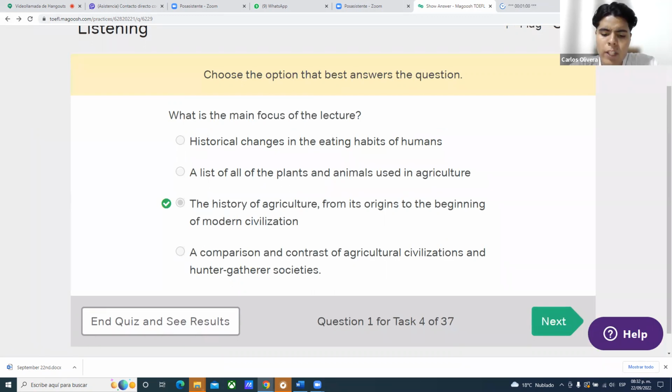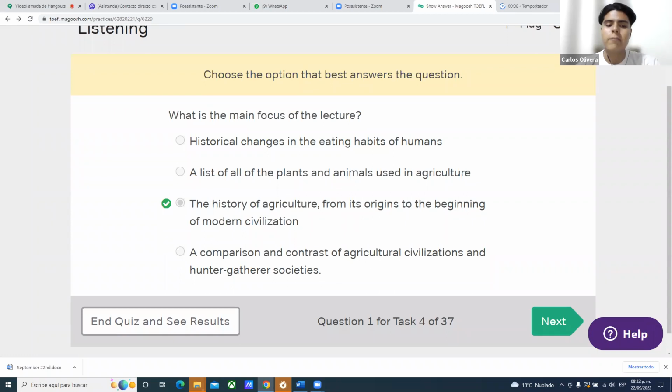Remember when I told you yesterday that the way to identify and respond to this type of question is always asking yourself, okay, what is that idea that frames all the discussion and data and makes all the lecture I have listened to a unity? What makes it a whole and not just separate and unconnected information? And I think that it is very clear that during the entire lecture, the professor is discussing how agriculture was born and how that brought us to the current situation of human civilization, right?